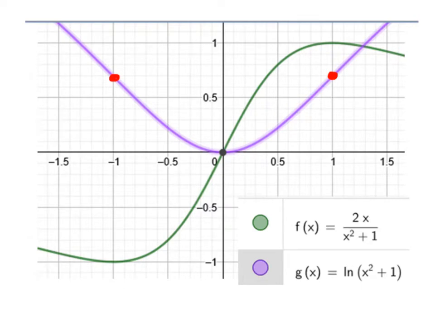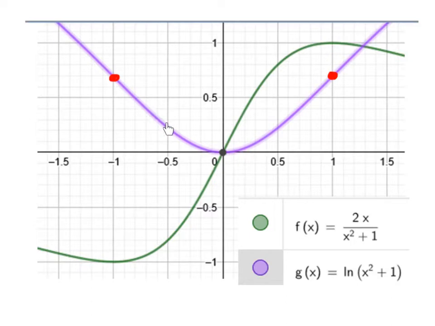So if we were to draw this out and see what it looks like. Our purple function g of x is the natural log of x squared plus 1. So that was the function that we were given. So that's the purple curve. And then f of x equals 2x over x squared plus 1, the green curve, that's our derivative. And it looks like this. And marked in red are the two points of inflection.